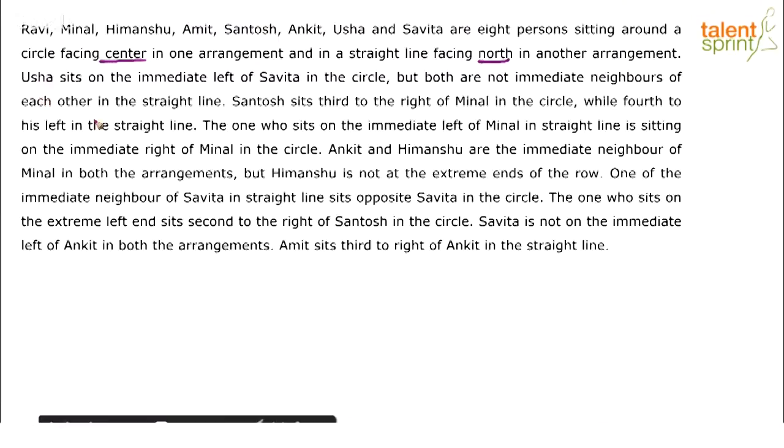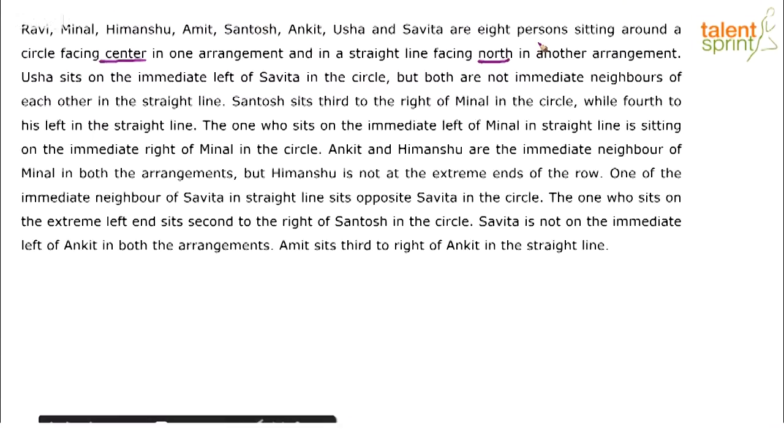So basically we'll have to do 2 arrangements, one circular and the other linear. Now see what it says. The first statement: Usha sits on the immediate left of Savita in the circle. All the persons seated around the circle are facing center, and when persons are facing center, left is clockwise, right is anti-clockwise. When they're seated in the straight line, all of them are facing north, so left is towards the left and right is towards the right. So that complexity of left and right is not present here. It's very easy to go by the directions.